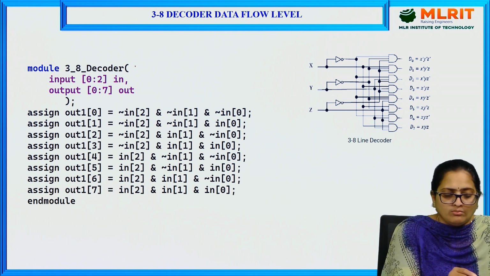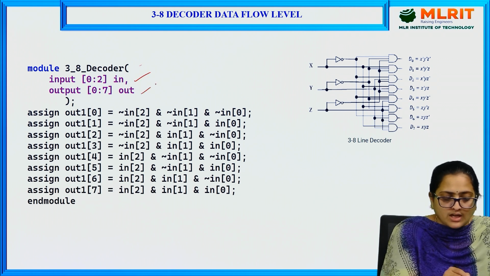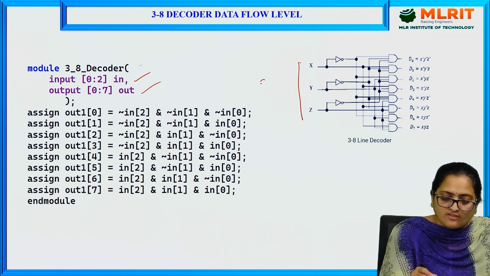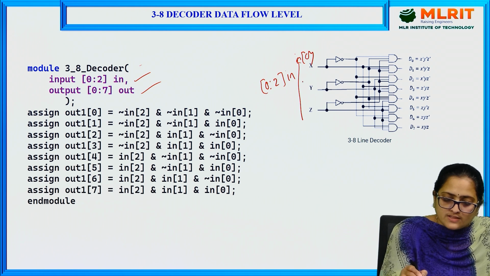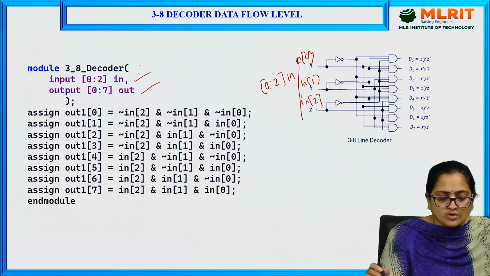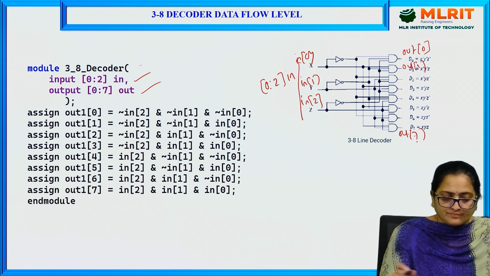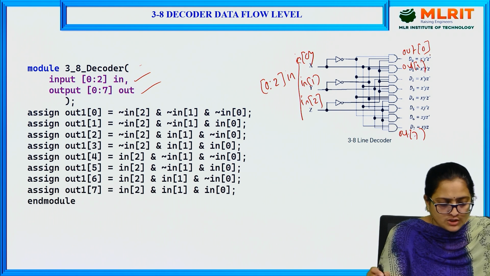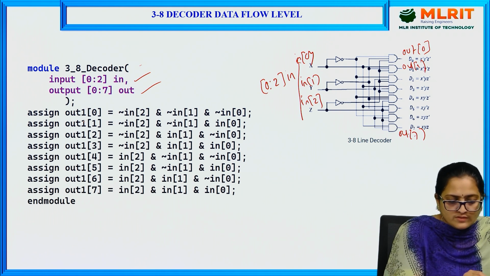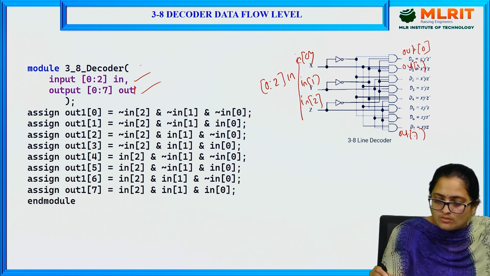For the module, you declare the inputs and outputs: 3 inputs, which are given with the scalar notation IN. That is, this gives IN0, this gives IN1 and this gives the input IN2, and the outputs are given with OUT 0 to 7. So the output of this AND gate is OUT of 0, this is OUT of 1, and it goes on to OUT of 7. The first is assign OUT of 0. This is OUT 1, so this also represents OUT 1.